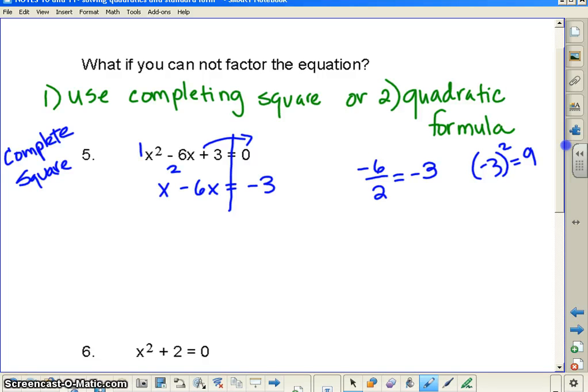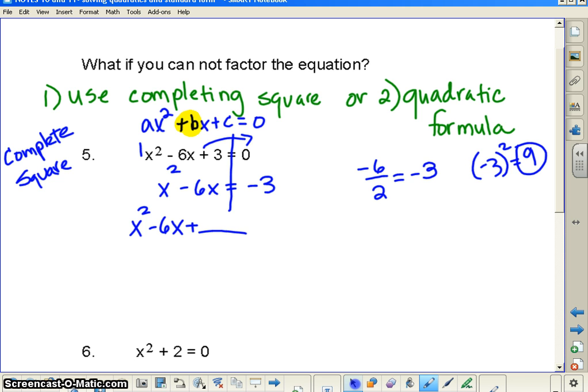Remember, if your quadratic is in the form ax squared plus bx plus c equals 0, you're always going to take whatever b is, divide it in half, and then square it. In this case, b was -6. So that gives us x squared minus 6x plus 9 equals -3 plus 9.